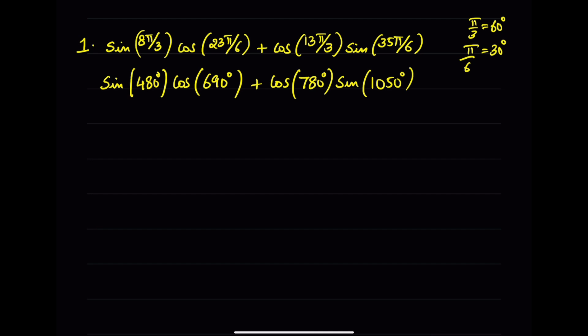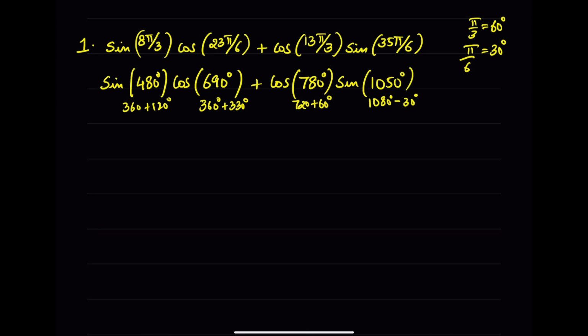Now, how do we approach this further? So here we know that sine of 480 is nothing but 360 plus 120. And cos of 690 is 360 plus 330. In a similar way, this is 720 plus 60. And the last one is 1080, which is 3 times the entire circle, minus 30 degrees.